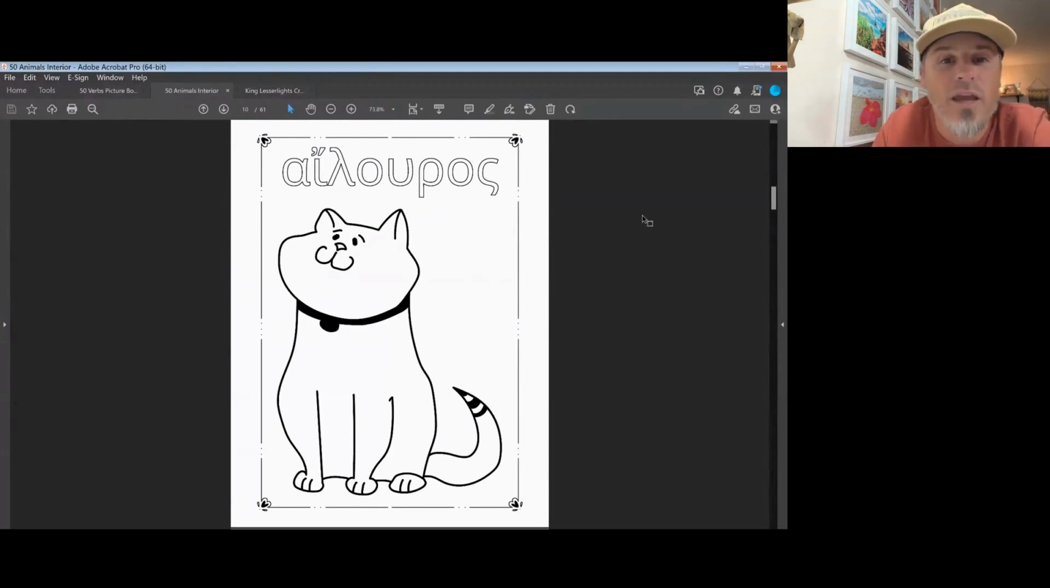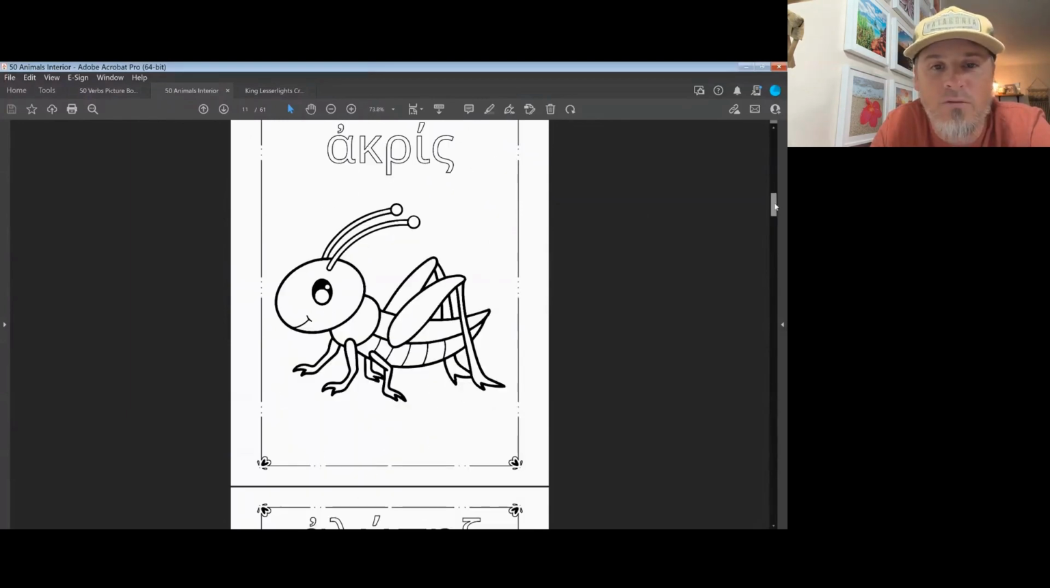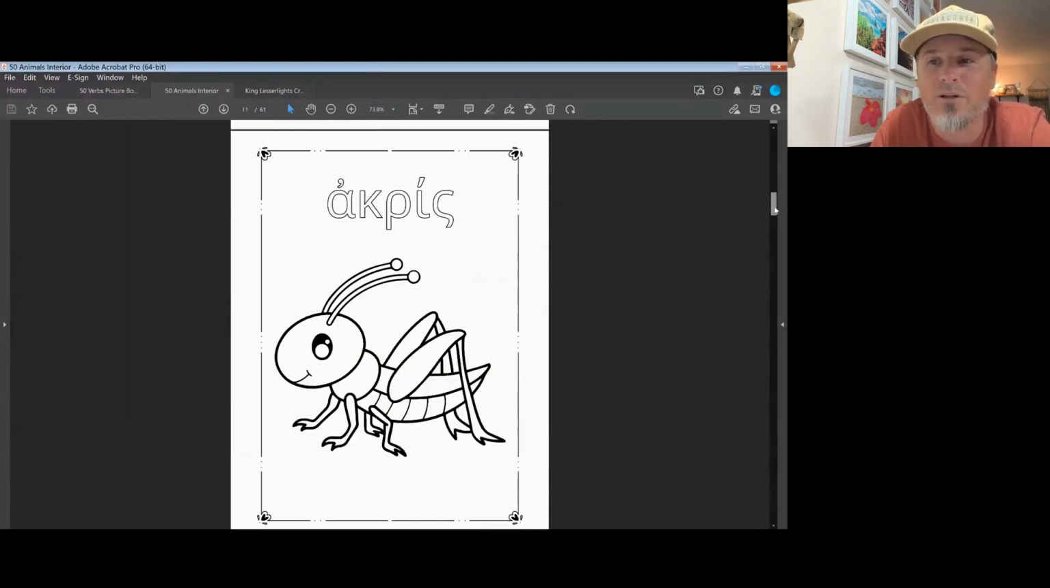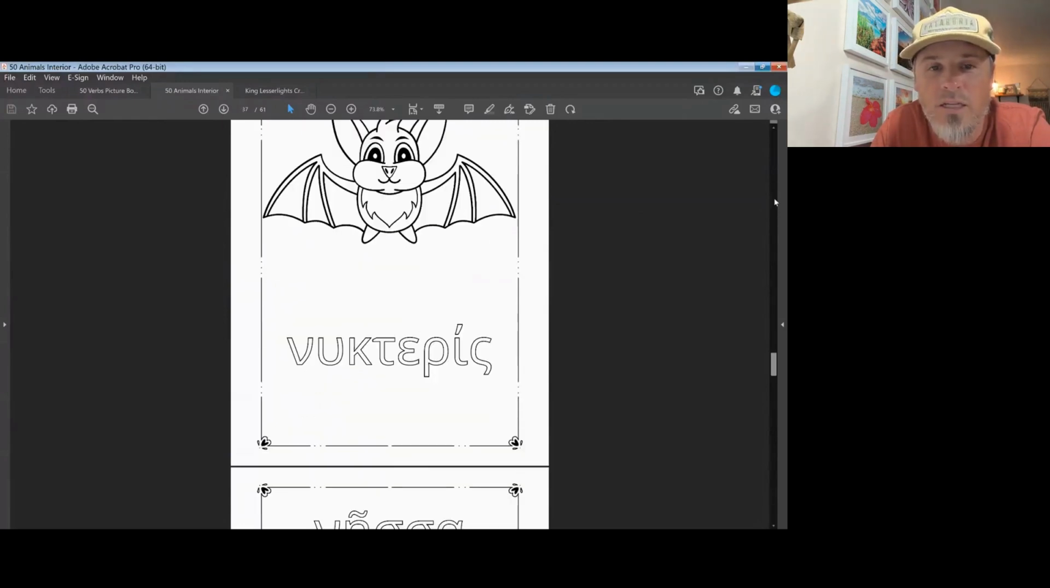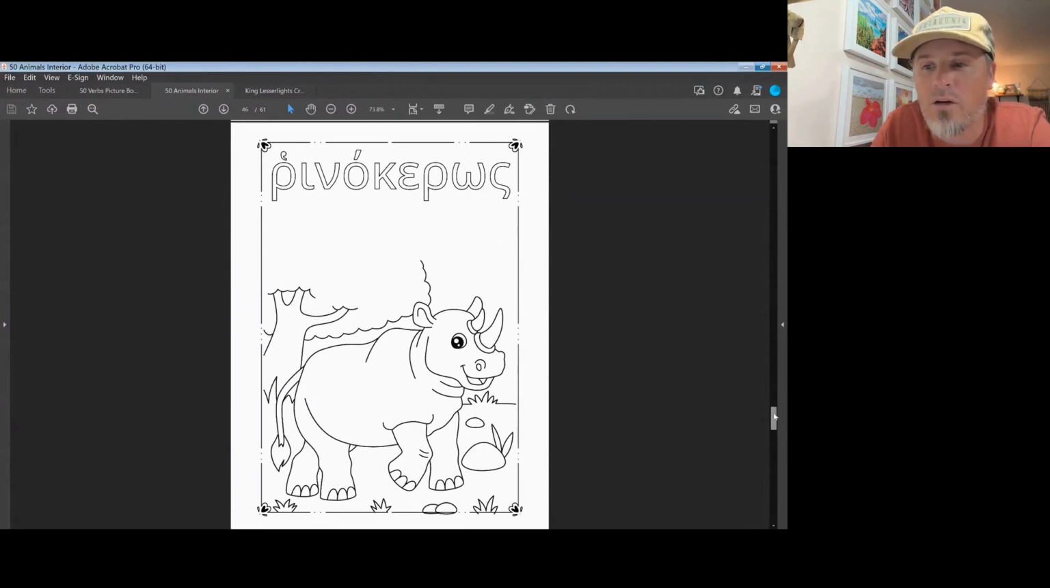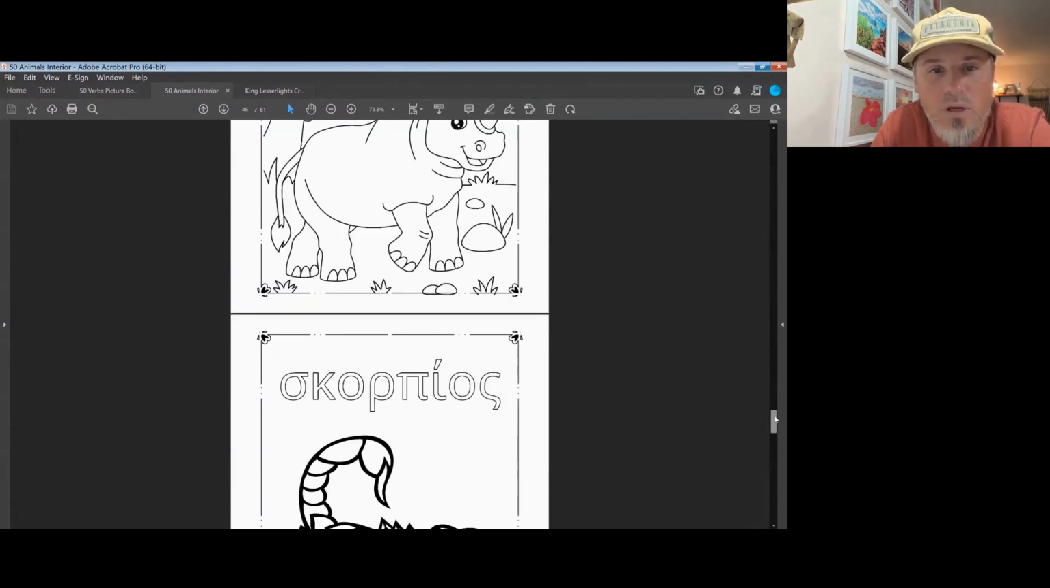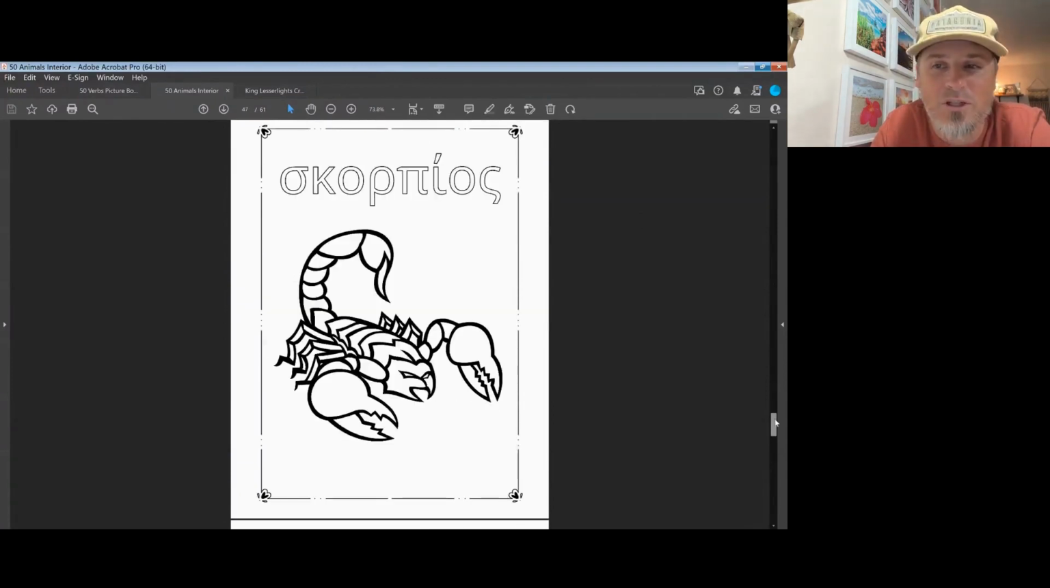We have Eluros, which is a cat, of course. And we have on the next page, Akris, which is a grasshopper. And we can go on and on and on. There's all kinds. You can color the Greek words. You can color the images, the animals. We have Scorpios later on, which is a scorpion.